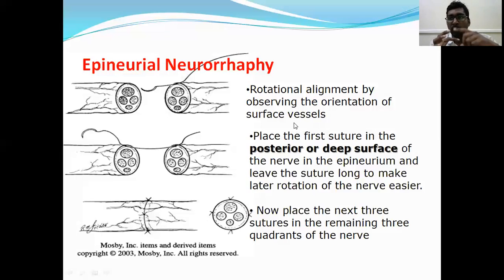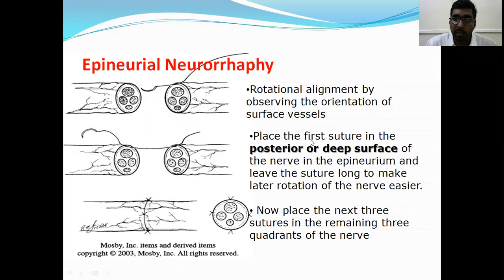So if you think this is the nerve fiber, there will be surface blood vessels present. So you have to orient the nerve fiber. This is the nerve fiber. It may rotate like this, so you rotate the nerve fiber by observing the orientation of the blood vessels, so that the correct nerve is in correct opposition.